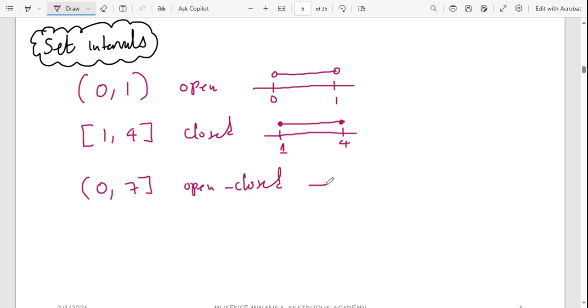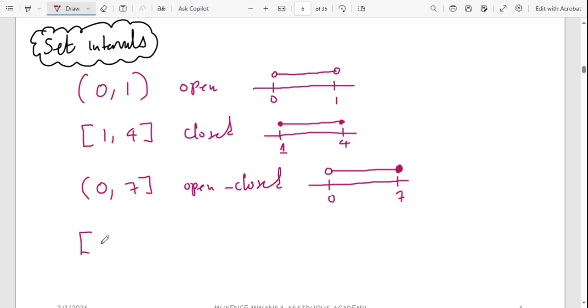So for open closed, it means that in our set, we are not including 0, but we're including 7 and all the numbers in between. So on a number line, you put it like that. On 7, I've shaded. On 0, I've not shaded. I can also write something like this.